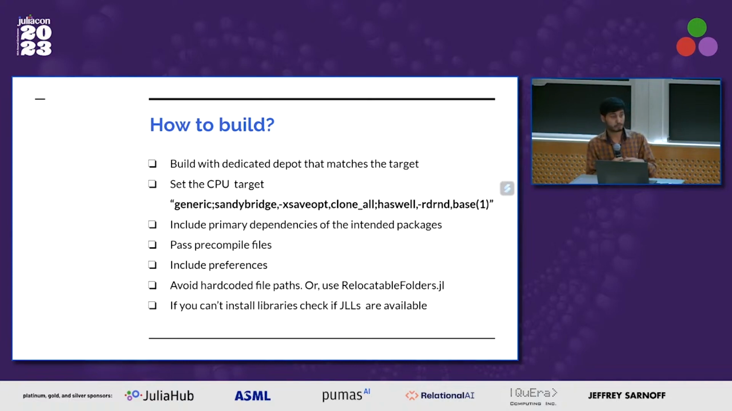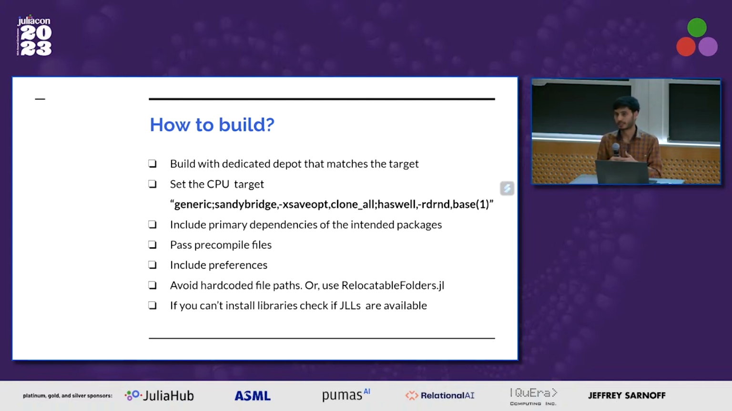And then list out all the packages that you would need and you would expect your user to use with your package, and also try to cover all the primary dependencies of those so that it is more robust and you're covering most of the user base. And then this will allow, when the system image is started, you to import and use the package readily, but this does not guarantee that functions are precompiled. So for that, you can pass a precompile file.